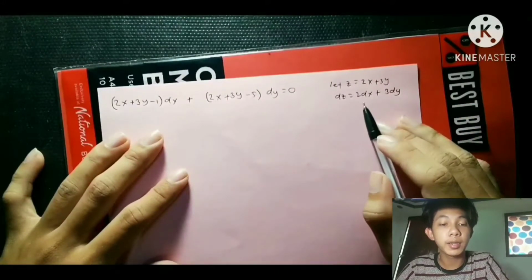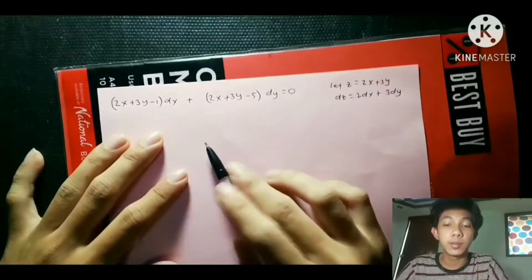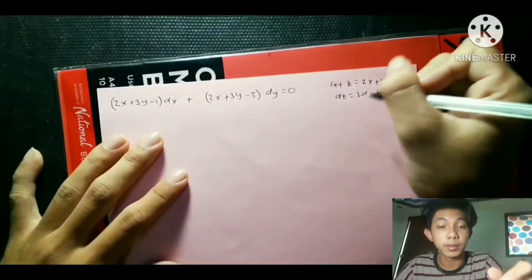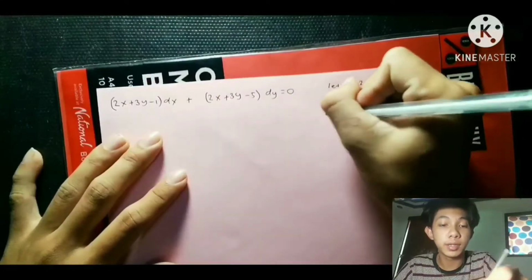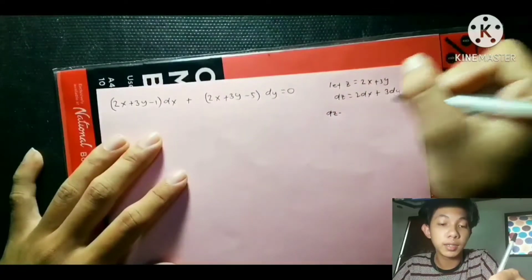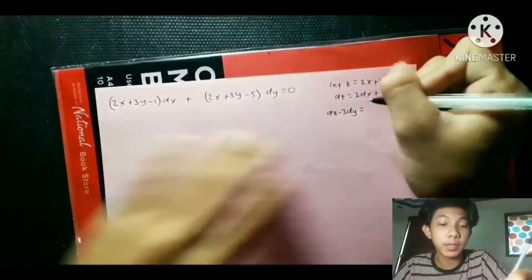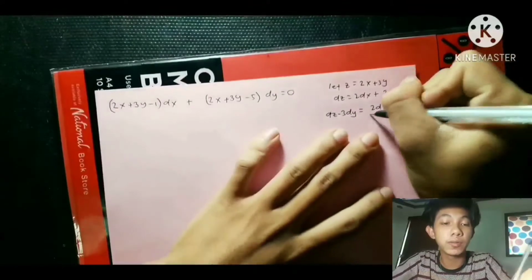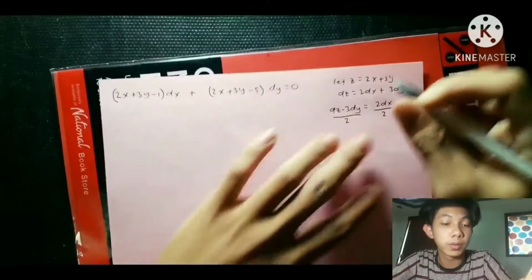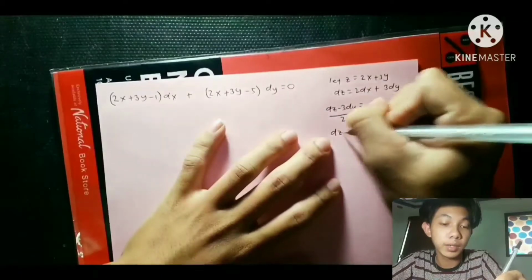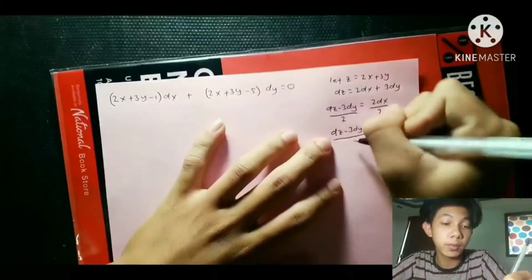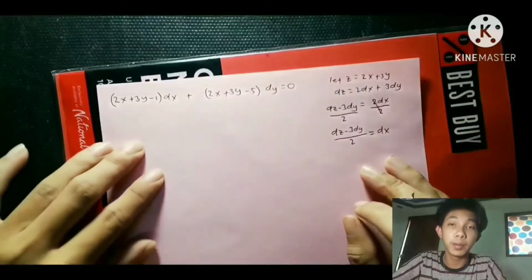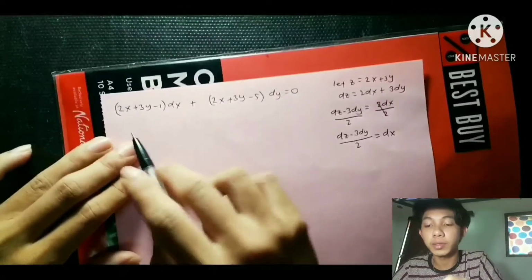So, let's say we will use dx. What remains in the equation is in terms of dz and dy. So, we just transpose the 3 dy. On the other side, it becomes dz minus 3 dy is equal to 2 dx. To cancel the 2, divide both sides by 2. It becomes dz minus 3 dy over 2. Then, cancel, it becomes just dx. Let's go back to the original equation.